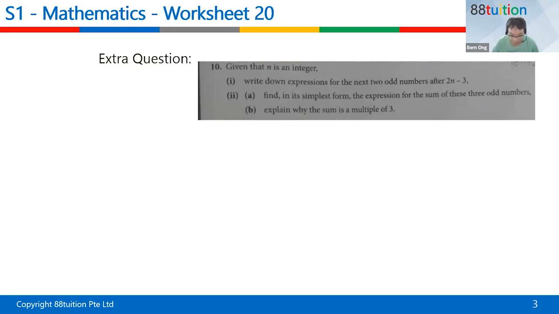Come, let's go. Let's read the question. Given that n is an integer. Integer means like a solid number. Solid number means what? No fraction, no decimal. All right, I always say that to you. Every time I say the same thing, children. I've been very consistent.